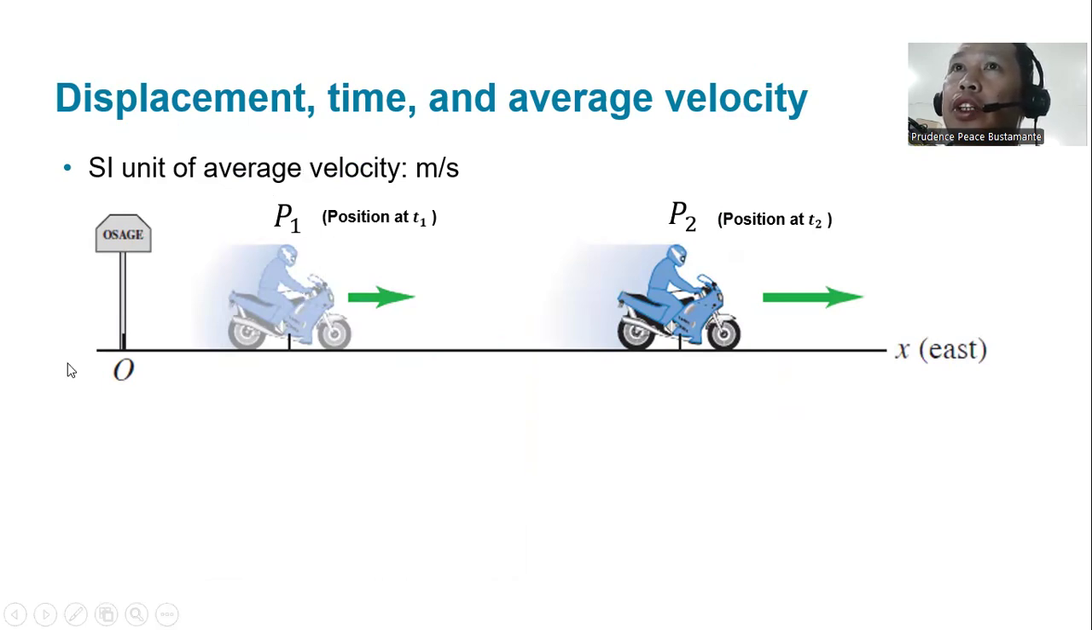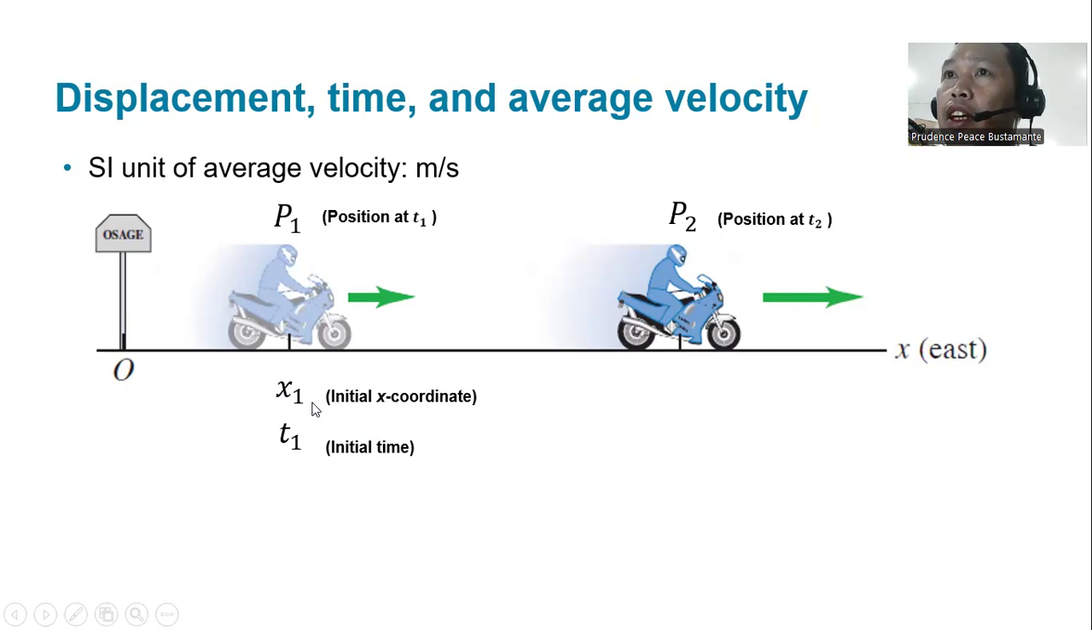Say for example you have a motorcyclist. He is traveling in one direction, meaning he's just traveling in the x direction. He is traveling east. This is the origin. We describe the position of the object or the person using the x coordinate.